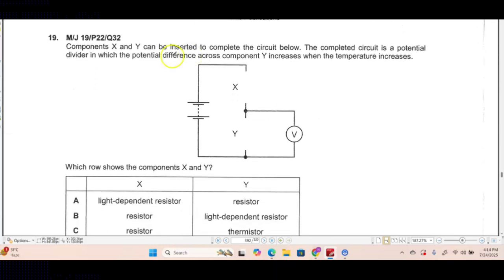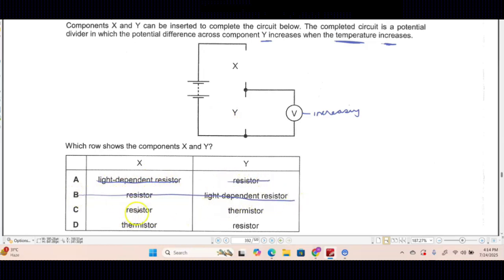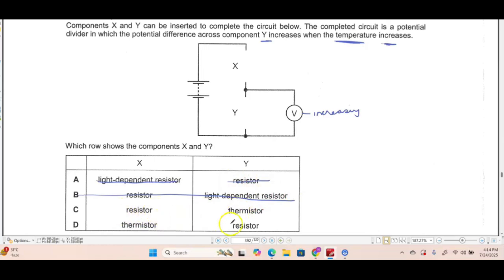Question number 19. Components X and Y can be inserted to complete the circuit below. The completed circuit is a potential divider in which the potential difference across component Y increases when the temperature increases. So when the temperature increases, the value over Y is increasing. The options that we have: when it comes to temperature, the light dependent resistor won't be in sight, so these two options we can just eliminate. The other two options are resistor and thermistor, and thermistor and resistor.